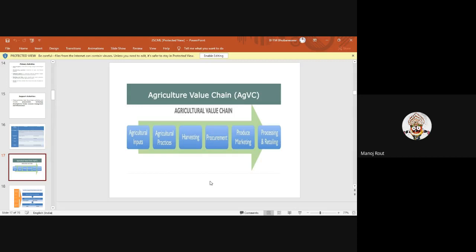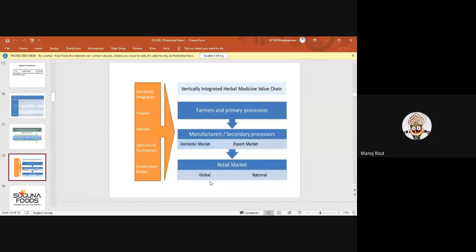In the case of agricultural practice, the government has provided the basic SOP, standard operating procedure, for harvesting these particular corns. Then harvesting, the next one is procurement, and then produce market. Whenever you add value, these are the different activities of your agricultural value chain. So after produce marketing, you go for processing and retailing, and finally it should reach the end users.